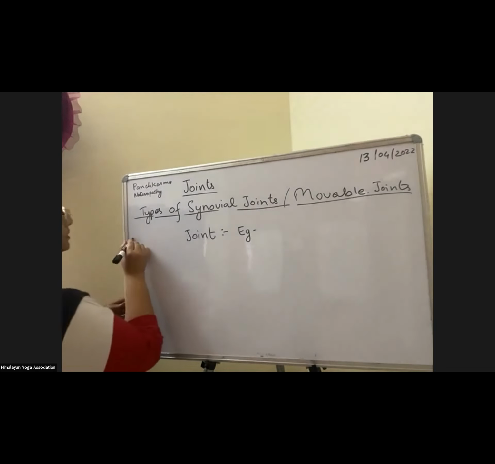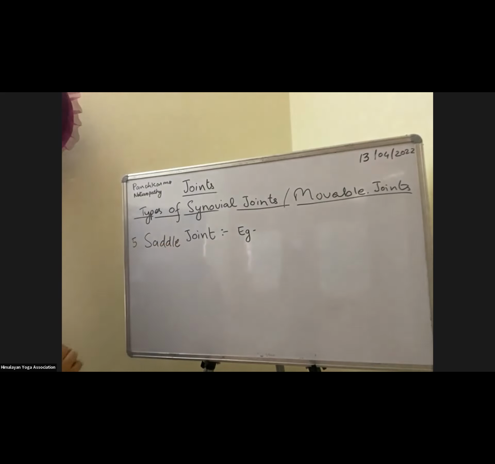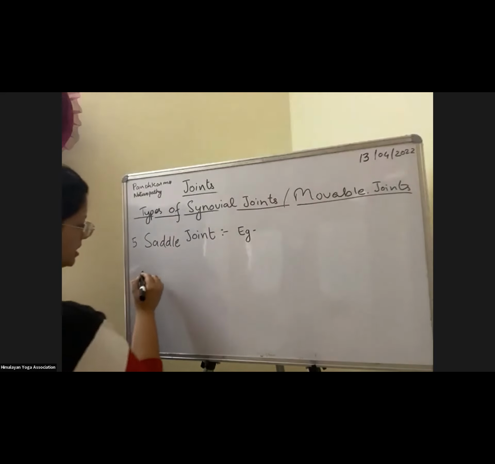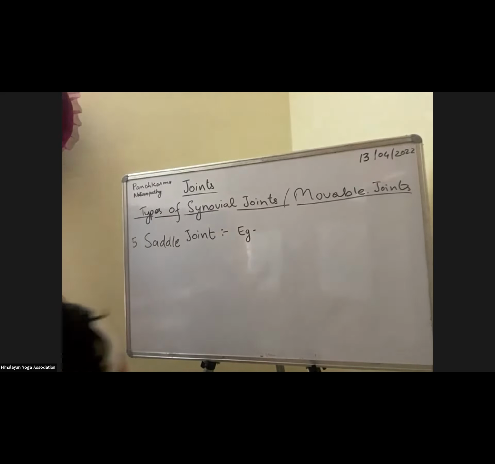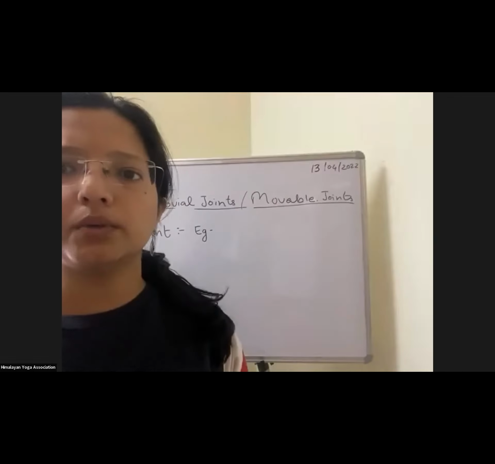Okay, next is the saddle joint. It's like a saddle. I'll show you a picture of the saddle joint. It appears to be like this. Okay, we'll cover this tomorrow.